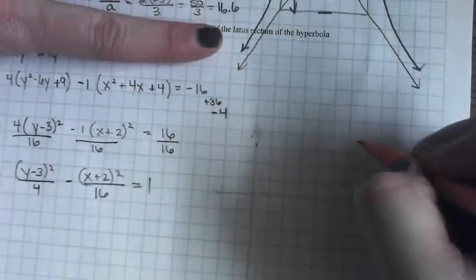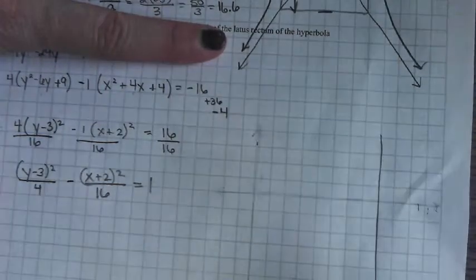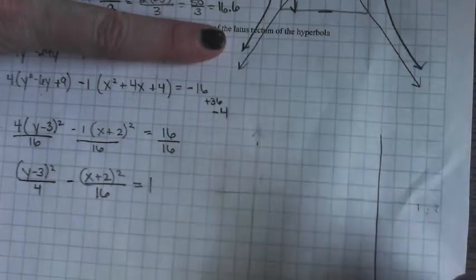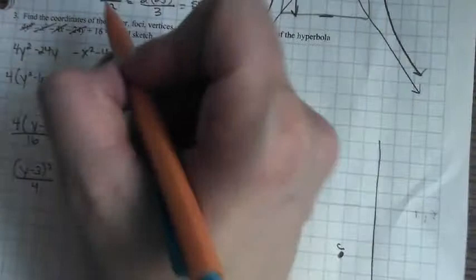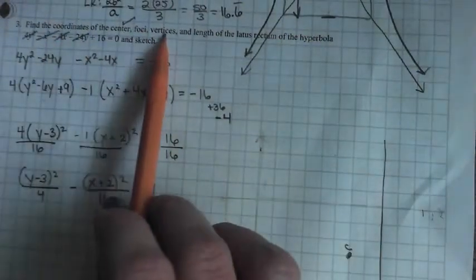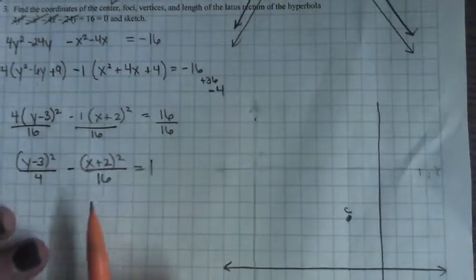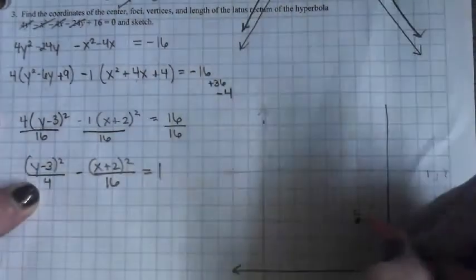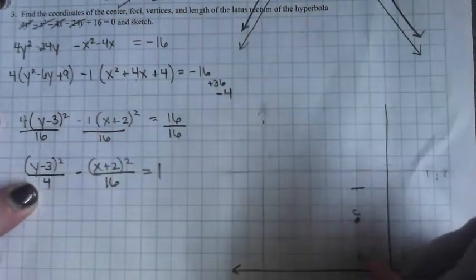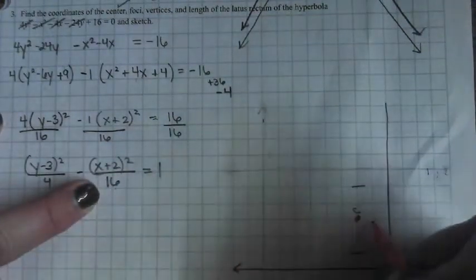Negative 2, positive 3 is second quadrant, so I'm going to go mostly in the second quadrant. Negative 2, positive 3. There's my center. So I have my center. I'm not going to find my focus yet. For my vertices, I've got to stretch my box to get my guidelines here. Stretch that rectangle. So in the y direction, we're going up 2 and down 2 from the center. And in the x direction, we're going left and right 4.